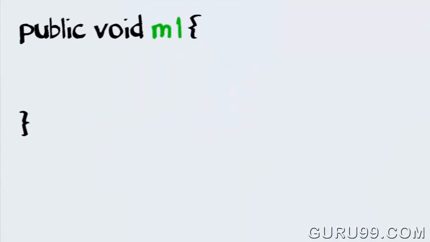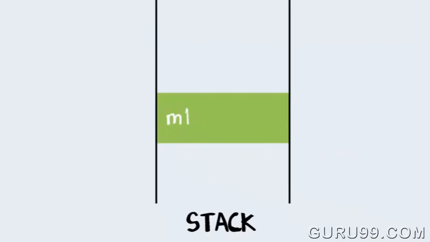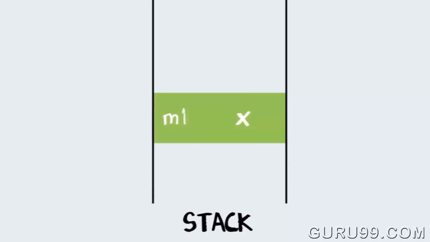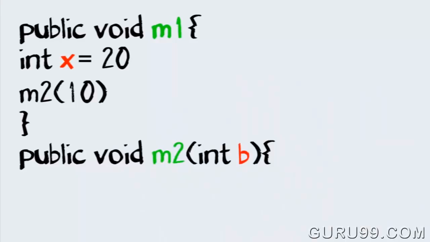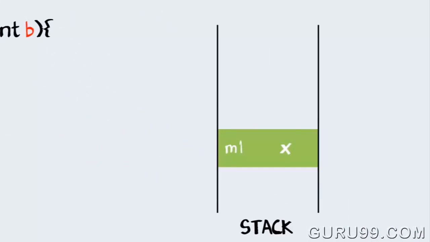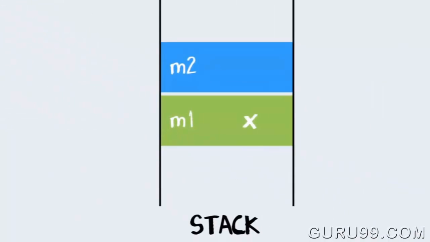Consider that some line of your code is calling method M1. In the stack, a frame will be created for method M1. The variable x in M1 will also be created in a frame for M1 in the stack. M1 is calling method M2. In the stack, a new frame will be created for M2 on top of the frame M1. Variables b and c will also be created in the frame M2 in the stack.